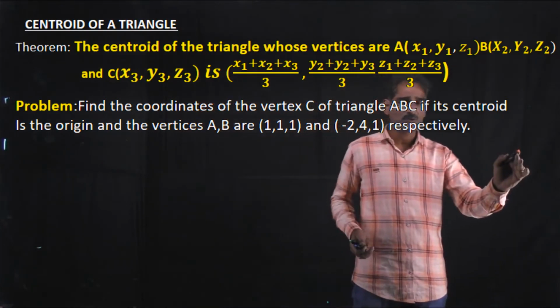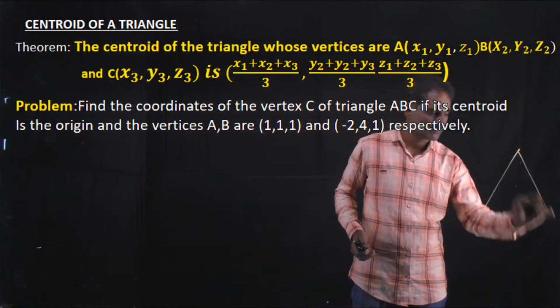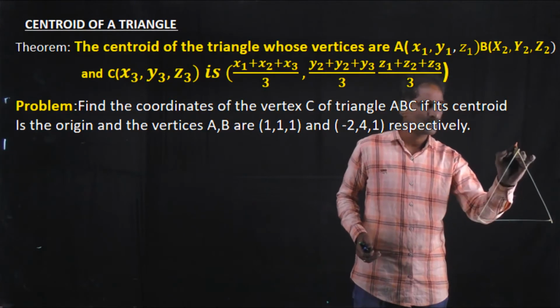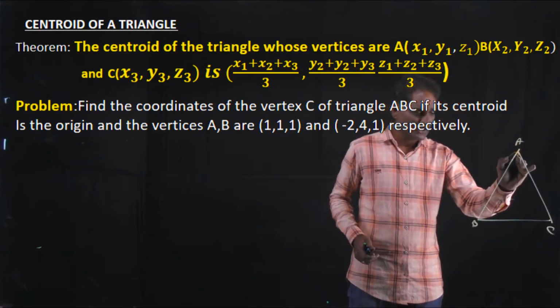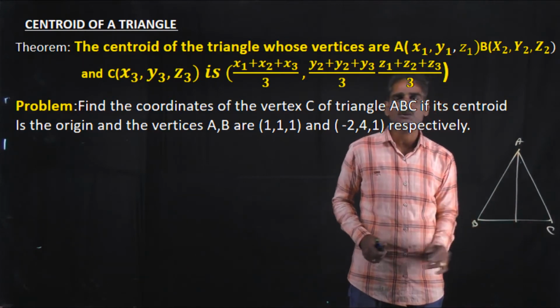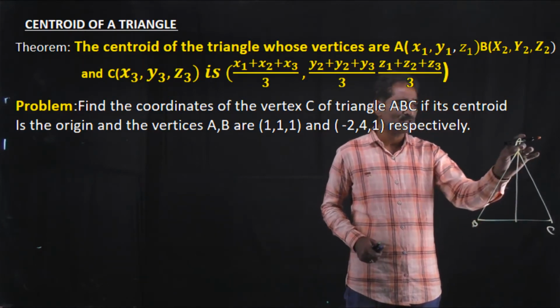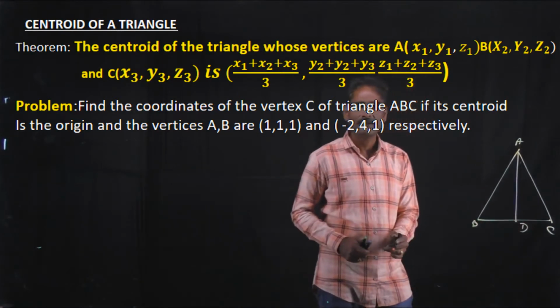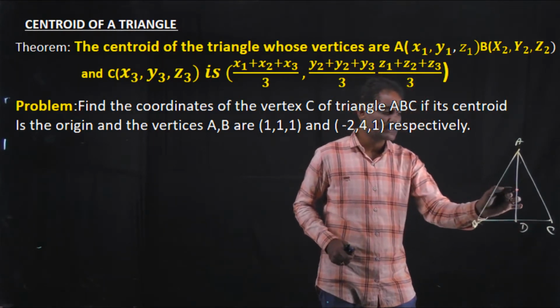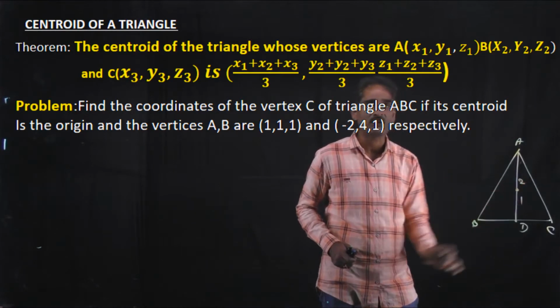Suppose this is the triangle ABC. So this is the median. All of you know the meaning of median: it is the line passing through the vertex and the midpoint of the opposite side. Let D be the midpoint of BC. The centroid divides the median in the ratio 2:1.